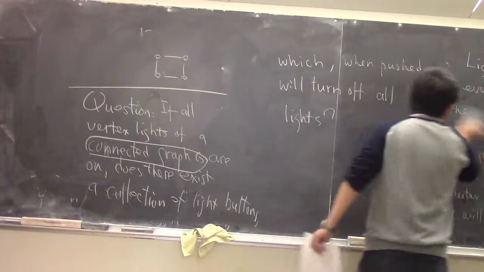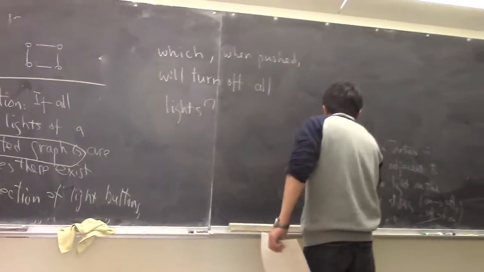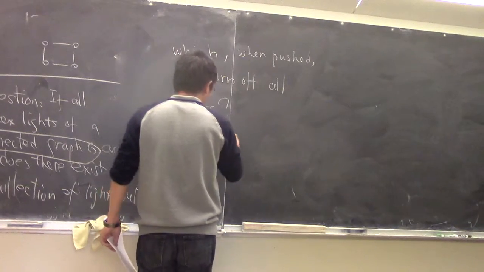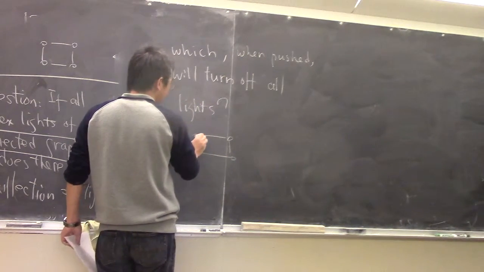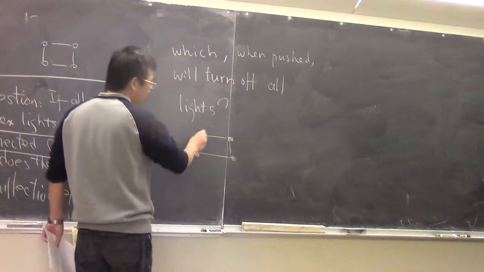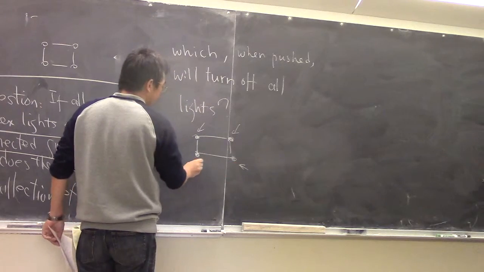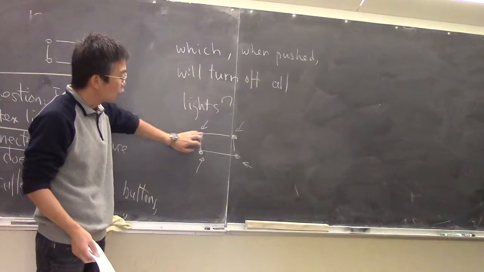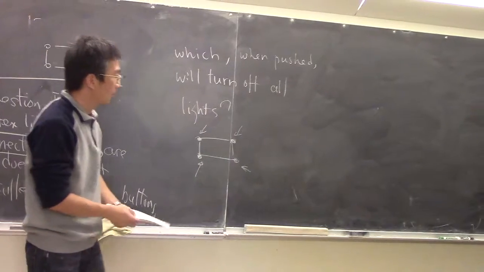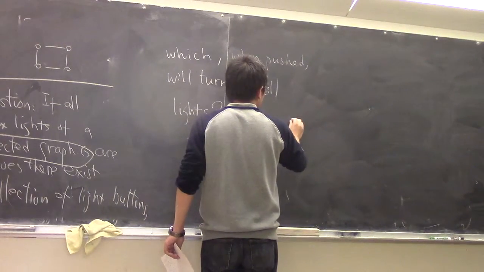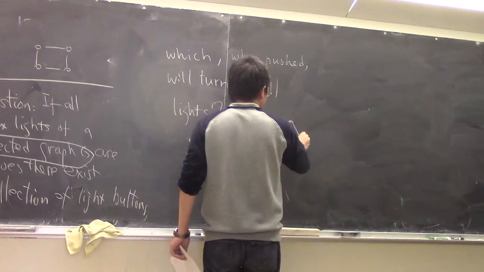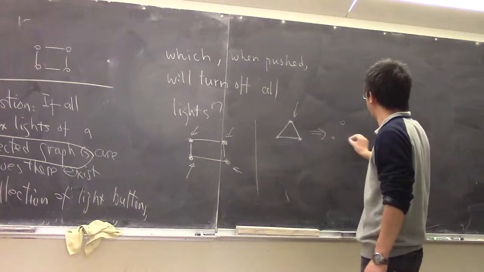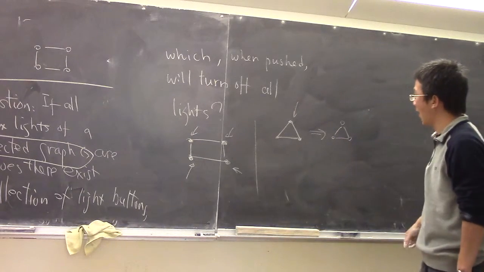So for example, my previous example: what I did is I pushed all of these buttons, and that turned out to turn off all of the lights in the building, right? So for example, if I have a triangle, and I just push one button, then it's going to change to off, off, off, right? So we'll turn off all of the lights.